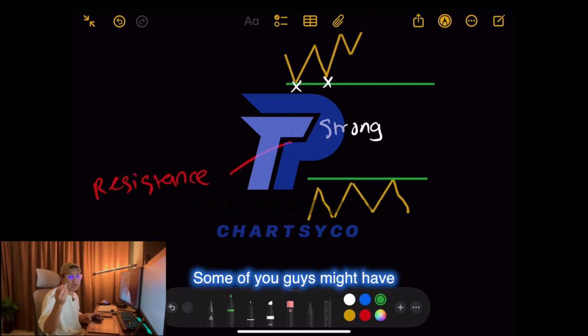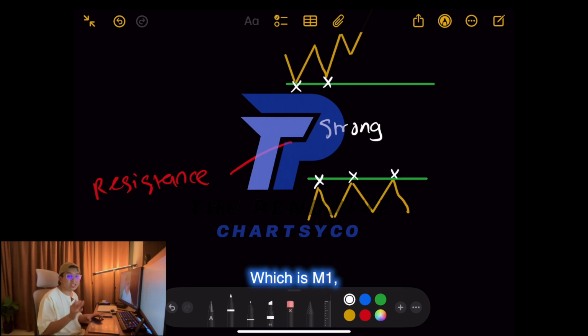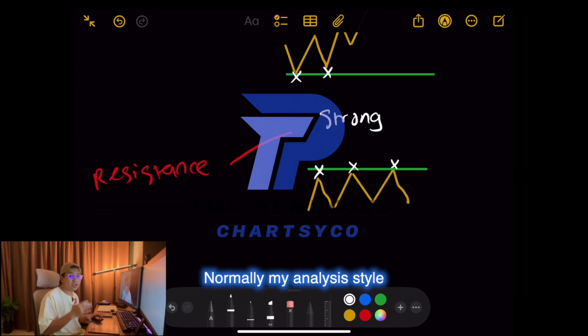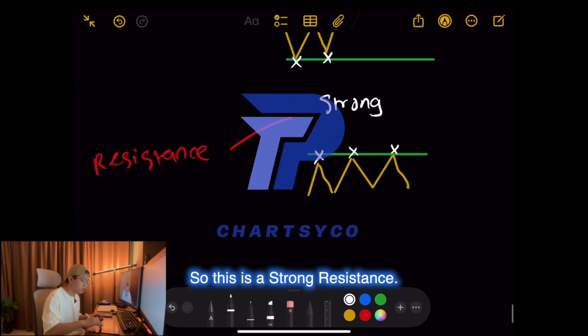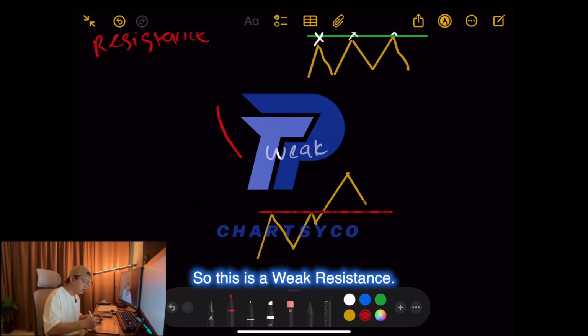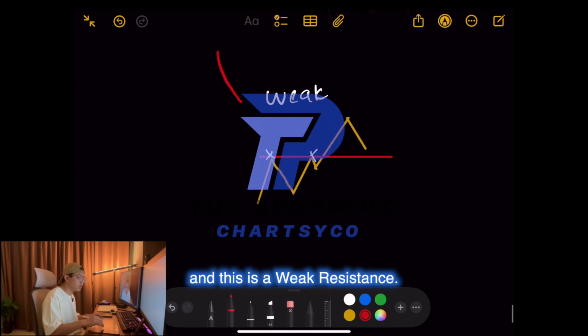Some of you guys might have a question like, what kind of time frame we are talking? Okay, we are talking about lower time frame, which is M1, M5, M15. Normally my analysis style, I'll go for a low time frame for a good opportunity to make a good scalping, but still we make a 100 pip for every time we scalp. So this is a strong resistance. How about the weak resistance? So this is a weak resistance, okay? It has less touch. So this is a strong resistance and this is a weak resistance.